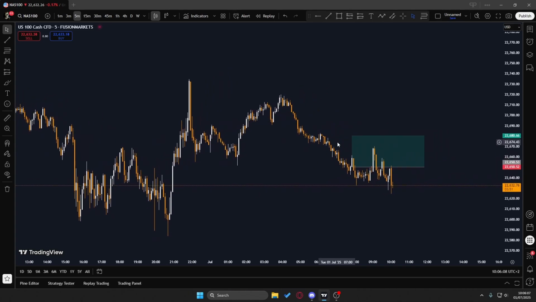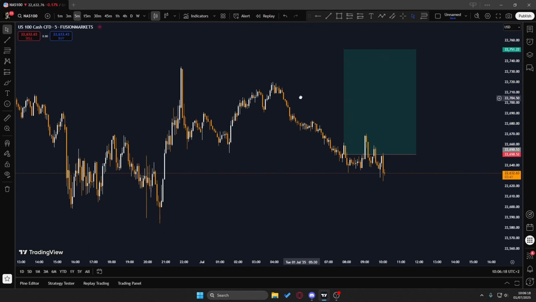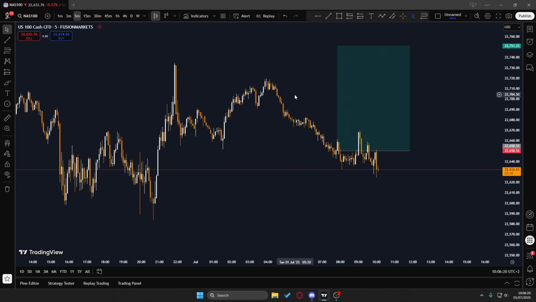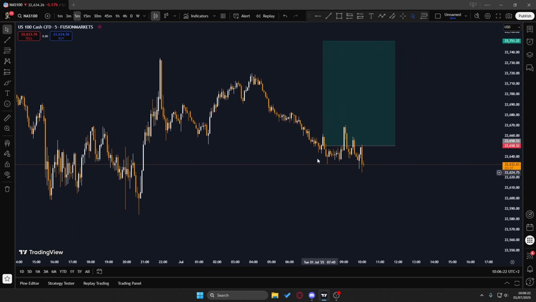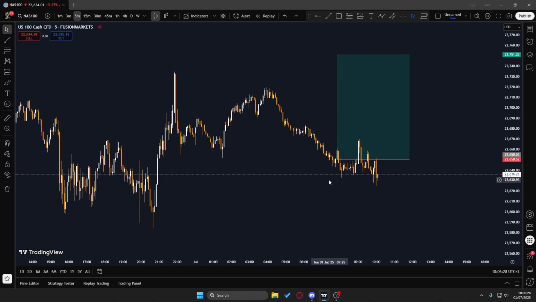Then what you're going to do is put a target 100 or 200 points above that. Let's just say 100 for now. You put a target at 100 right there. And now what you do is do your math based on this, okay? Before you place this order, just let's do some math before you place the order.